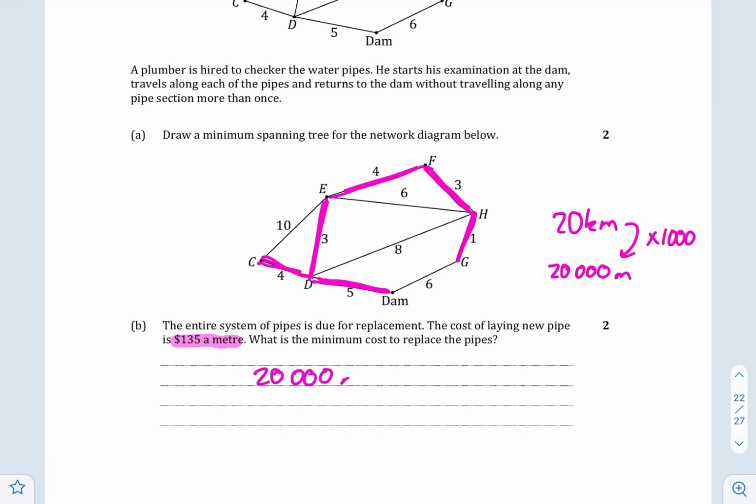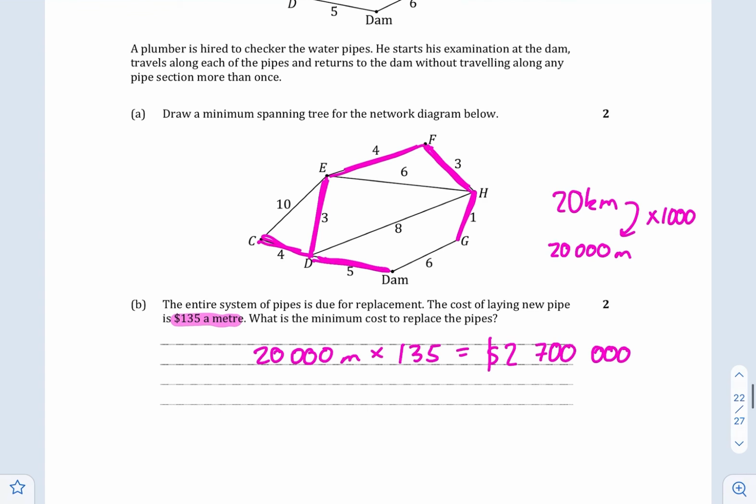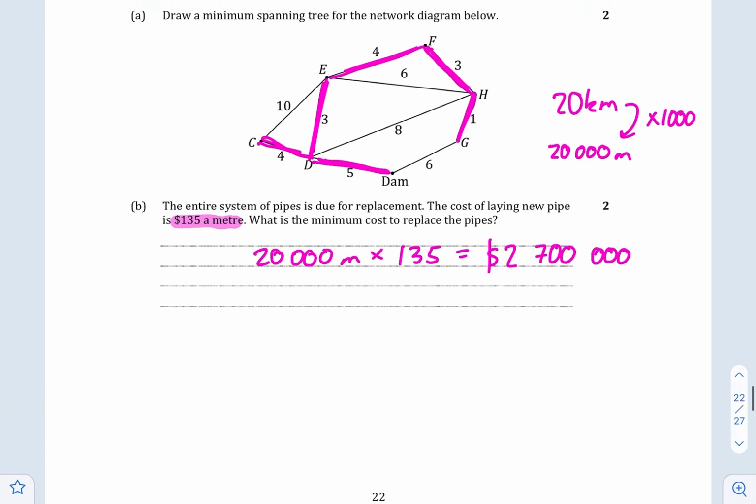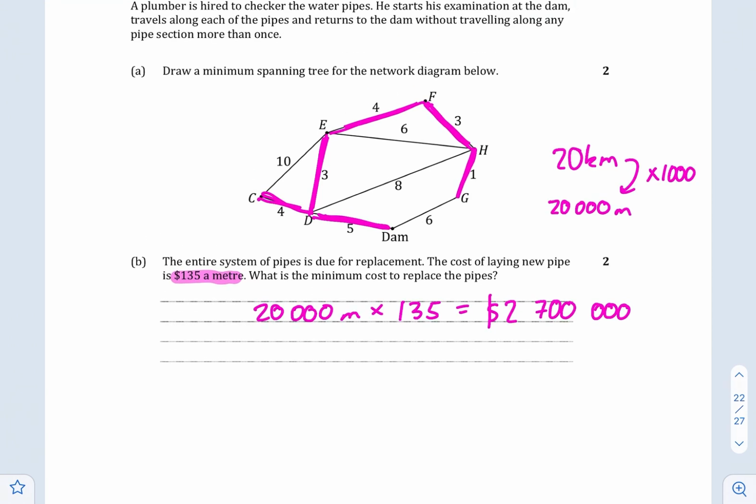So if we take the 20,000 meters and we multiply it by $135 per meter, we've got a cost of, it's pretty big, $2,700,000. Wow, okay, it's a lot. So you'll see there, it's worth 2, but one of the marks is probably attributed to that conversion.